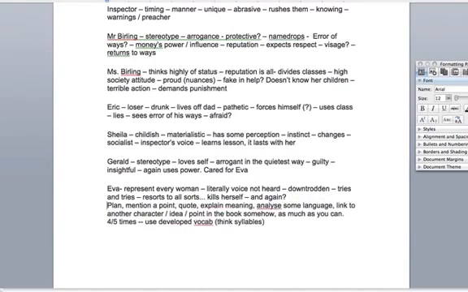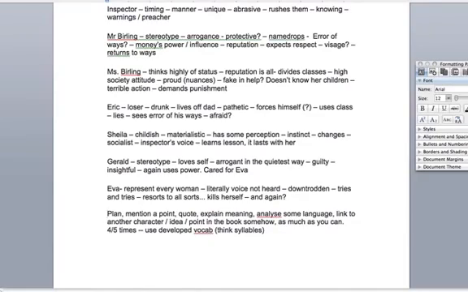And whenever you're writing this, you plan, mention the points, quote, explain the meaning, and then analyze some language. Link to other characters, ideas, and points in the book or in the play as much as you can, four or five times, and use developed vocabulary.